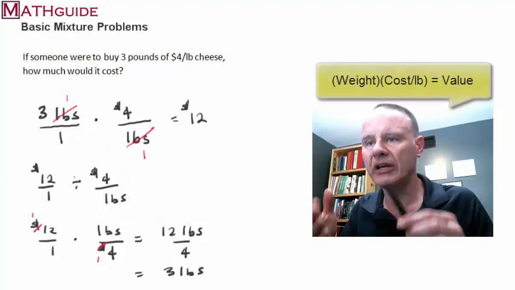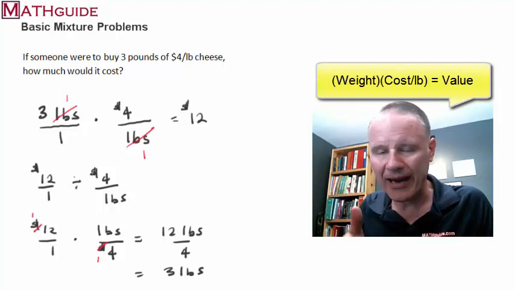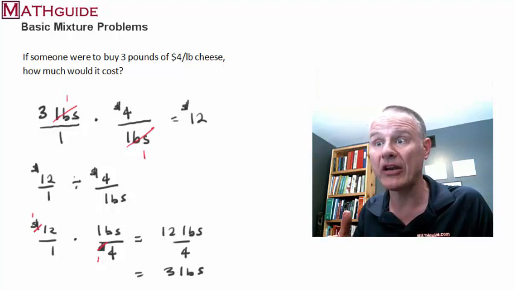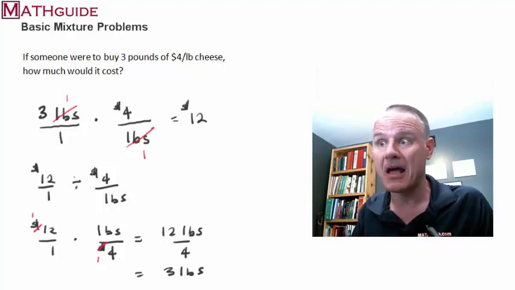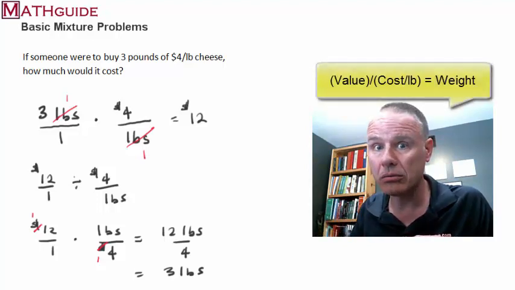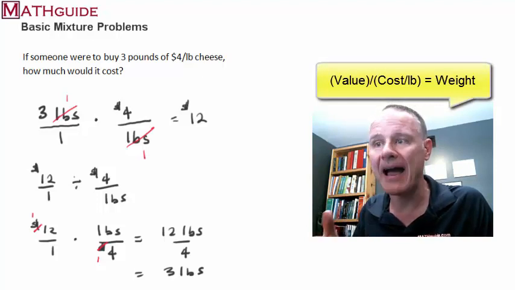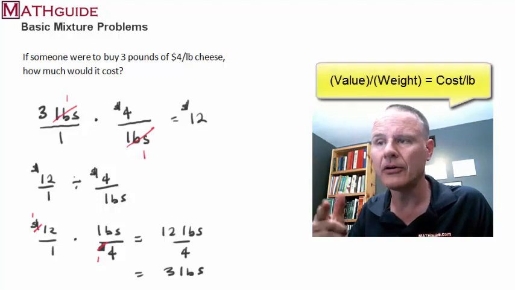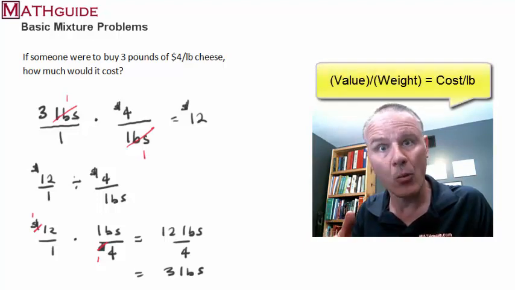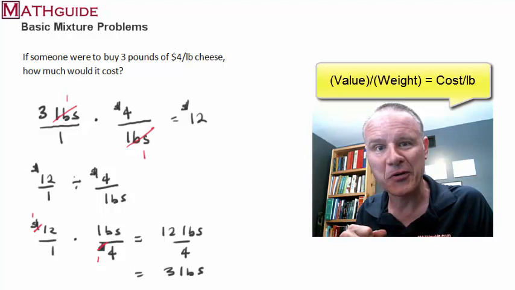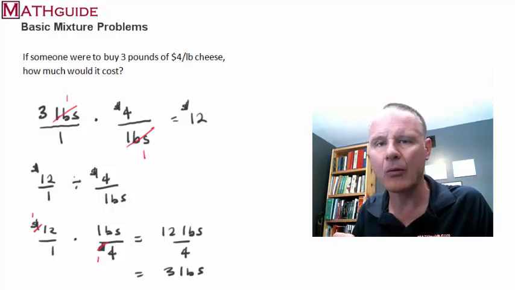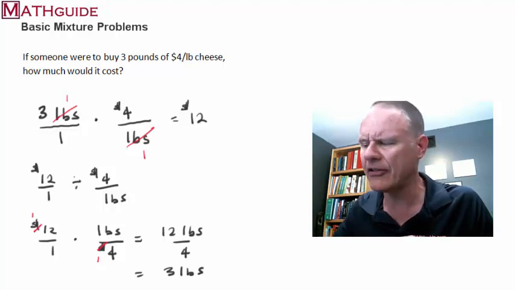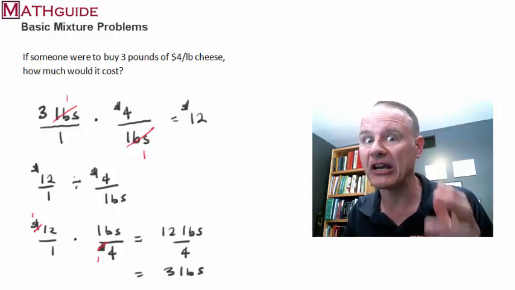So we either take weight times cost per pound to get value, or in the case that we know the value, we could divide it by cost per pound to get the weight, or we could take the value divided by the weight to get the cost per pound. So working backward you divide, working forward you multiply. All right, let's see how this works out to do an actual mixture problem.